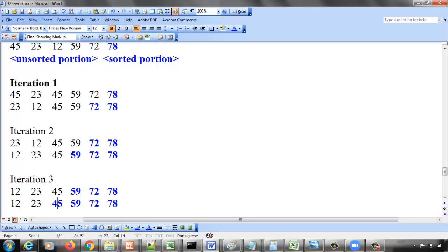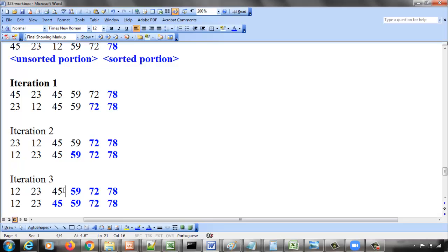And again we did all the comparisons in the unsorted portion. In the unsorted portion, there is no need for any swapping. That means for every pair we compared, the element at the left was less than or equal to the element to its right. So if that is the case in the unsorted portion, that means the unsorted portion is also sorted by now. Right? So when you compare 12 with 23, there is no need for swap.